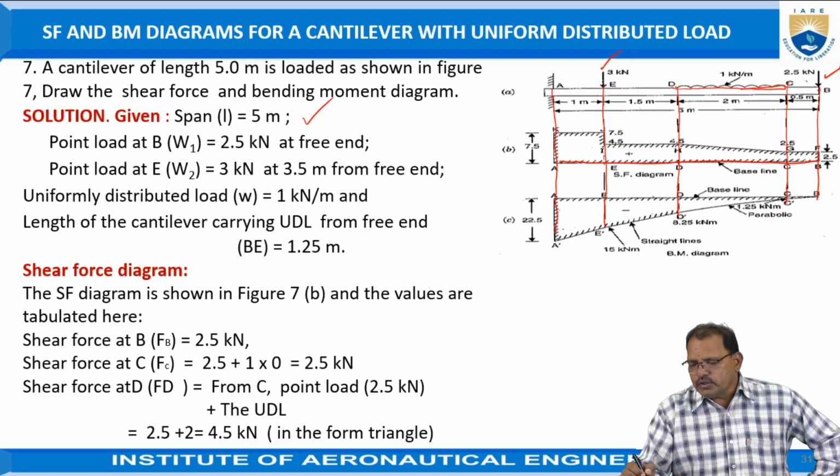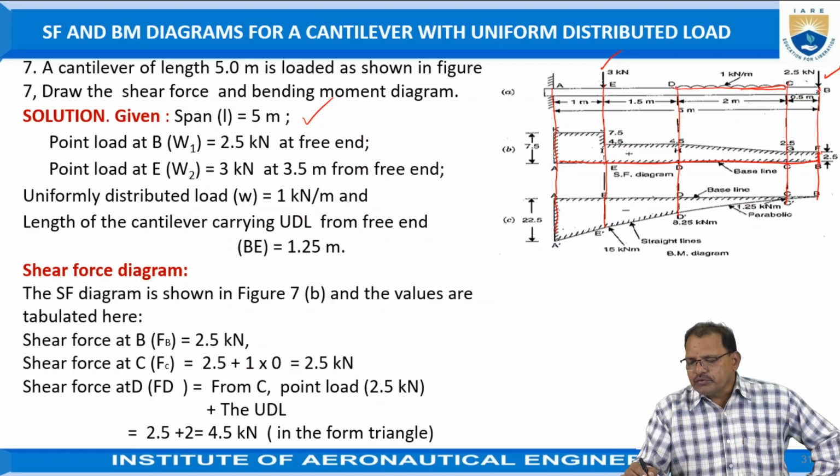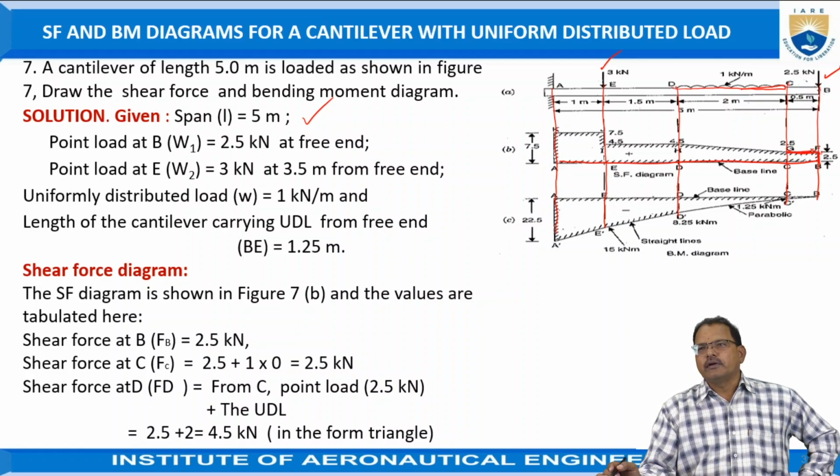Assume 1 kilonewton is equal to 10 mm. That's 2.5 centimeters. You have to keep a vertical line up to C, as the shear force is constant. Draw the horizontal line as shown in the figure.